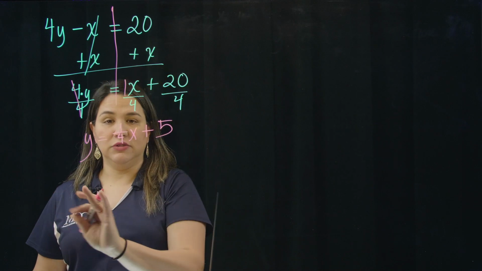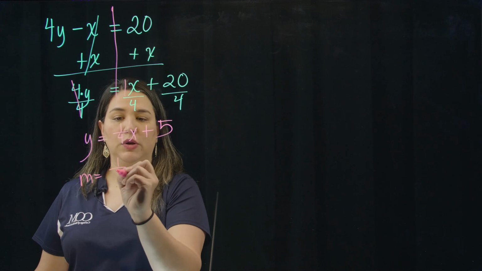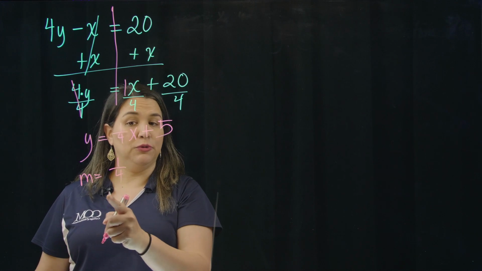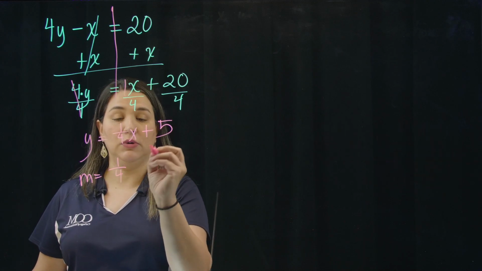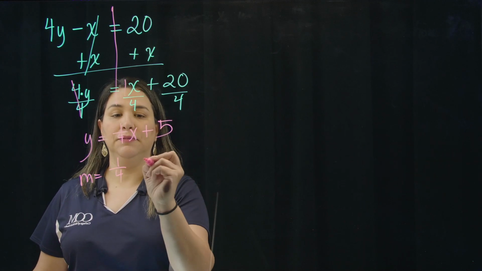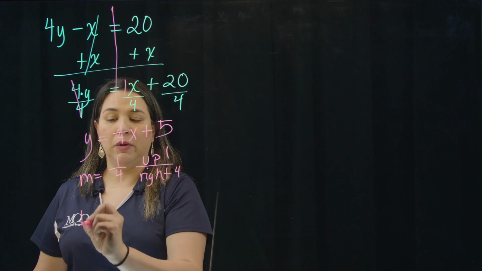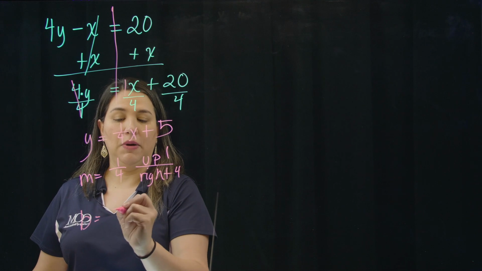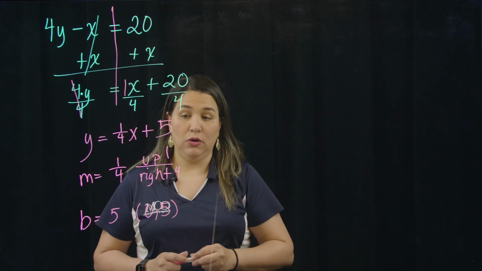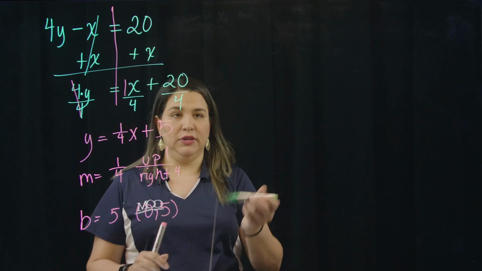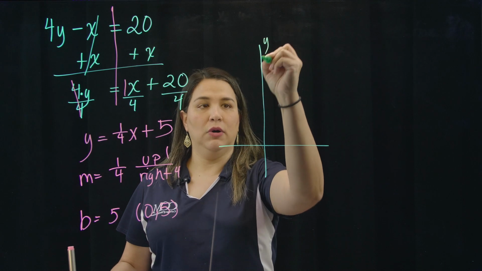Now, I've already solved this. It's in slope-intercept form. My slope is 1/4. Because it's a positive 4, remember, it's rise over run. A positive 1 means we go up 1, and that positive 4 means we go right 4. And then my y-intercept would be a positive 5, which again, we start at 0, 5. So if you were asked to graph this, we're gonna have to give ourselves a little bit more room on the positive y.